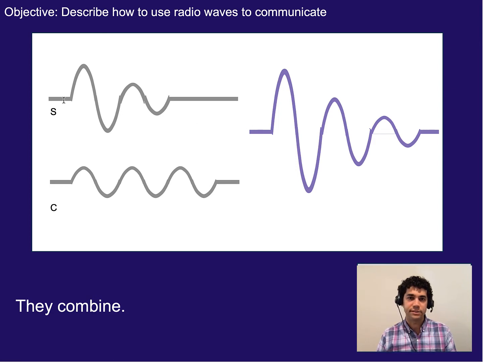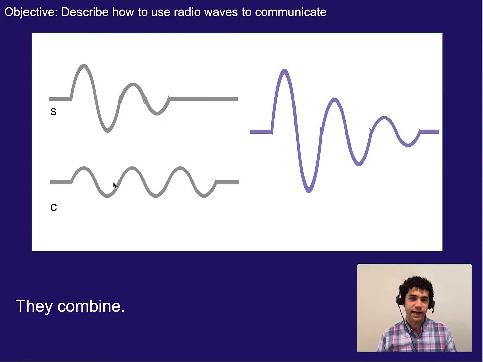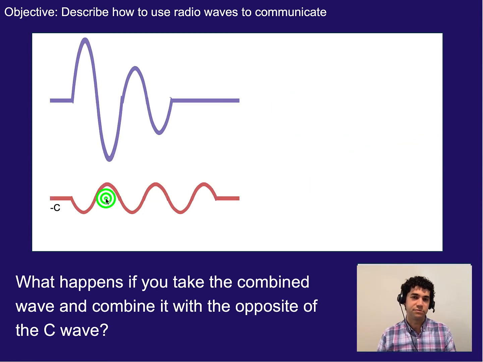Right, so we had this S wave and this C wave. Now imagine with this combo wave that instead of adding another C wave, we added the opposite of the C wave, so a negative version of it, where the original C wave goes up, this one goes down, and vice versa. So what if we added this negative version of it to our combined wave? What do you think would happen? What would it look like? Take a second, think about it.